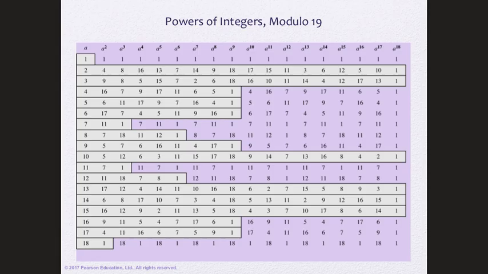Okay. Now let's go to the second case. If a is equal to 2, 2 to the power 1 is equal to 2. That's mod 19, right? 2 to the power 2 is equal to 4, mod 19, that's 4. 2 to the power 3 is 8, mod 19 is 8 as it is. 2 to the power 4 is 16, as it is. 2 to the power 5 is how much? 32. 32 mod 19 gives you 13.